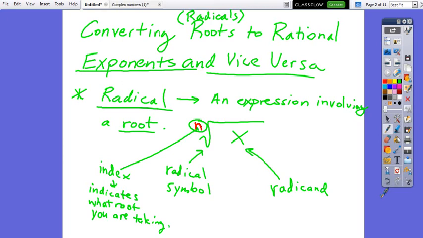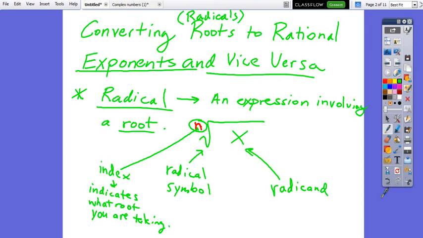This is something you should know. A radical is an expression involving a root. All right? The symbol that we use is called a radical symbol. The number or variable or expression underneath the radical symbol is called the radicand. The type of root that we are taking is determined by the index. The index indicates what root we are taking.